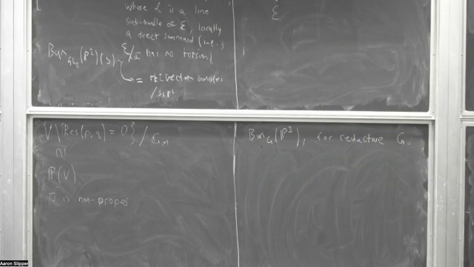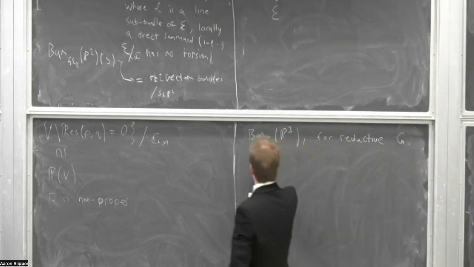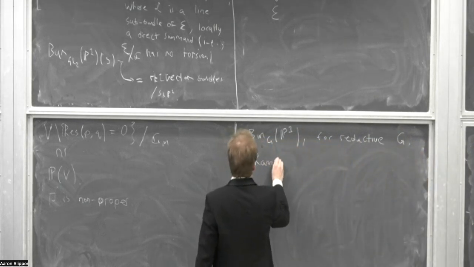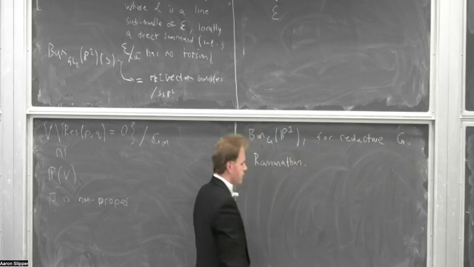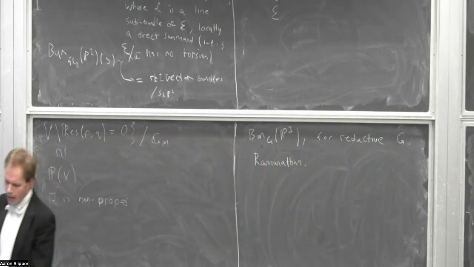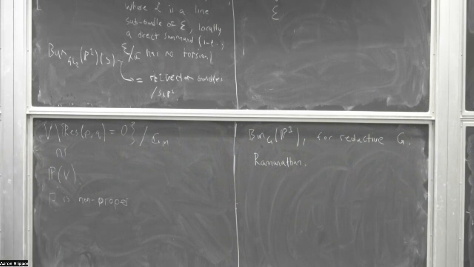So what does this look like? I want to apply just the same analysis. Now, it can't be as detailed. There are things that will go into detail. But the thing that actually does this is Ramanathan's paper. It's called Deformations of principal bundles on the projective line.